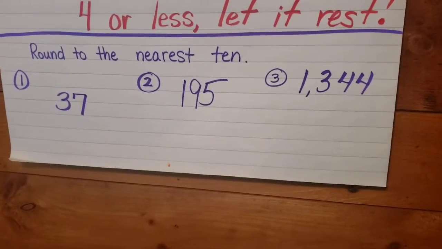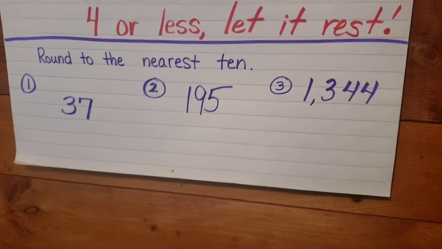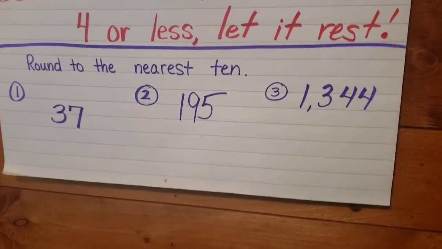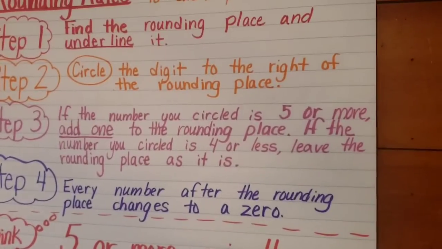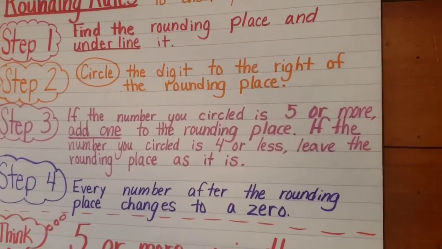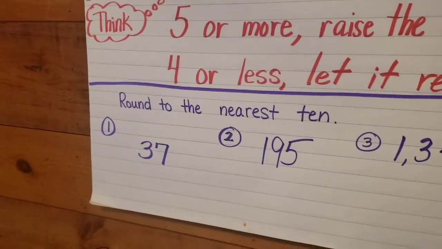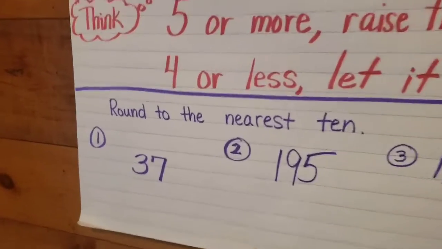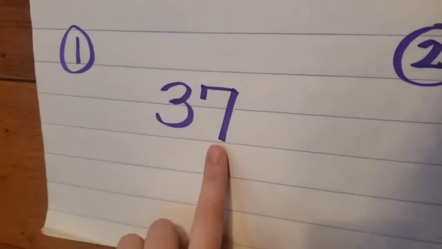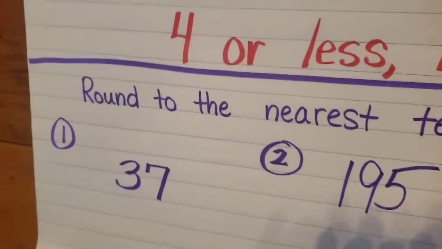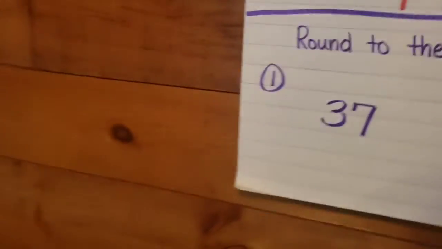Here are a couple of examples of rounding to the nearest 10. So number 1 is the number 37, and we're going to round it to the nearest 10. So we're going to follow the steps. The first step, step 1, is to find the rounding place and underline it. So if I'm rounding to the tens place, I need to think about which number is in the tens place. It has 2 digits, so I know this one's the ones place, so the 3 is in the tens place. So I'm going to use my marker to underline the 3 in the tens place.